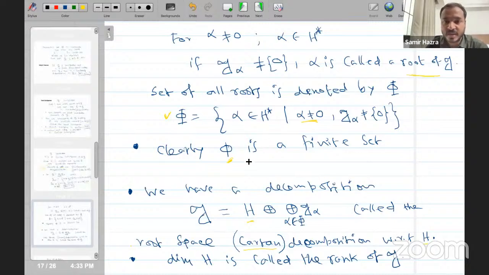If we take another Cartan subalgebra, or another maximal toral subalgebra, there can be many, then the Cartan decomposition is different, but it is again of this form: H and then G alpha with alpha belonging to phi. And H is an abelian subalgebra. The dimension of H is called the rank of the semi-simple Lie algebra G.